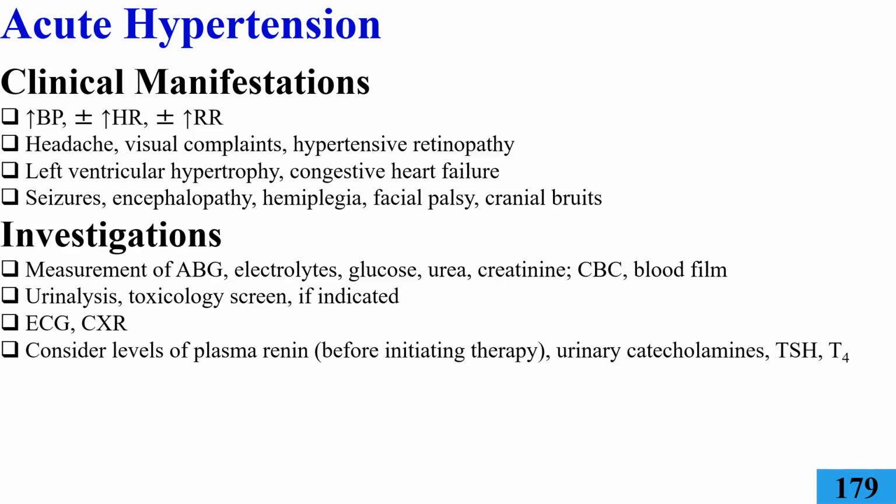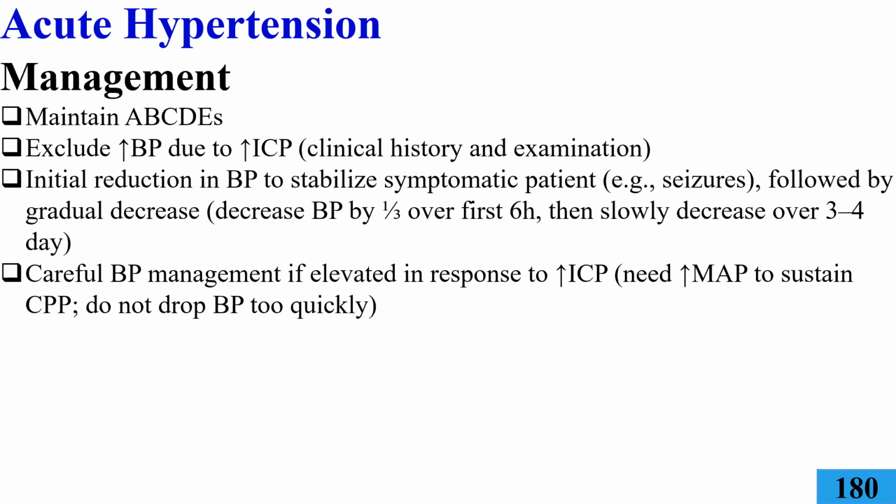So investigation for acute hypertension, of course, we need blood gas, we need renal function, electrolytes, need chest X-ray, ECG, and you may need echo. And we need investigation to find, you know, plasma renin to look at is it secondary or not. And you might need catecholamine, you need TSH, T4, just to see if there is hyperthyroidism. Treatment, again, is A, B, C, D, E, and controlling blood pressure.